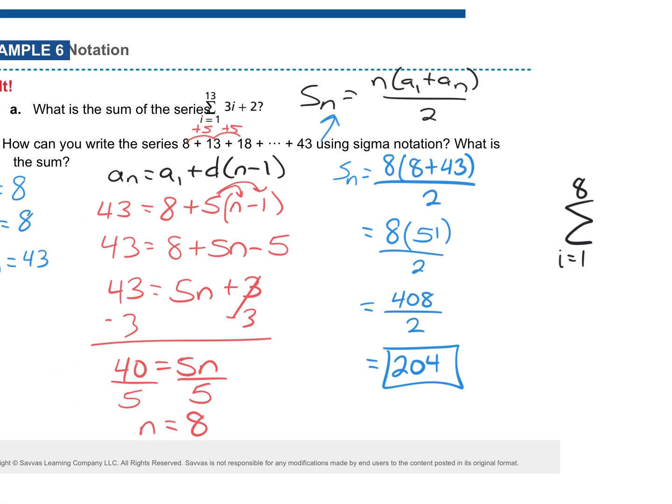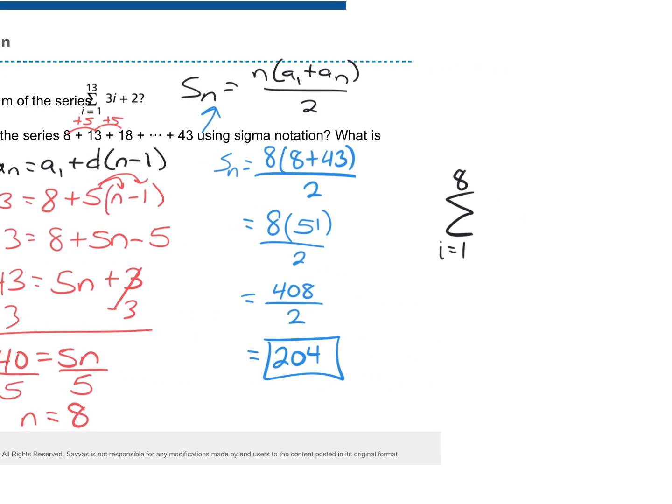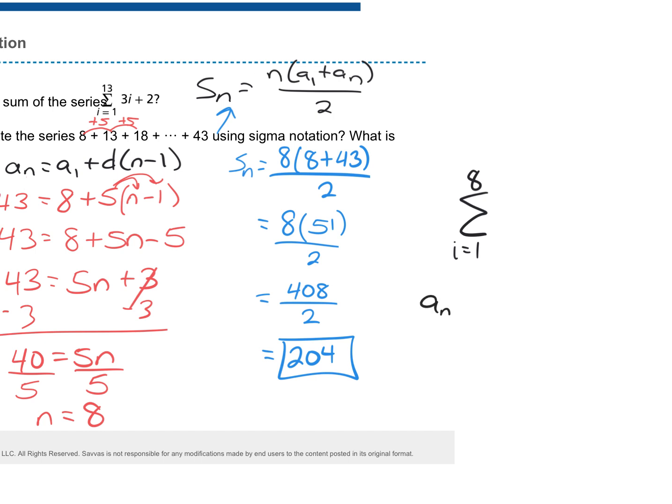SN equals? Nope, that's our sum. Think back to here: AN equals A1 plus D parentheses N minus 1. Yep, we're going to use that. We've kind of already done it, but let's walk through it real quick. So we have AN equals A1 plus D times N minus 1. Not yet. We have to find the specific equation to put in the sigma notation.